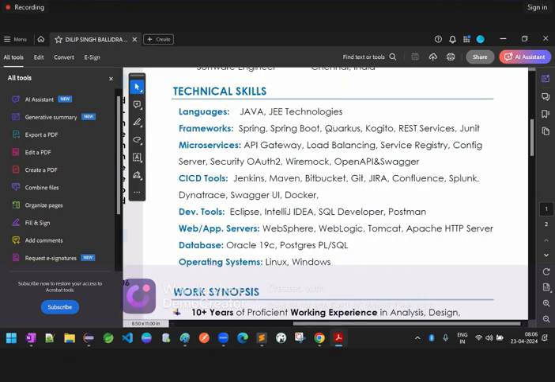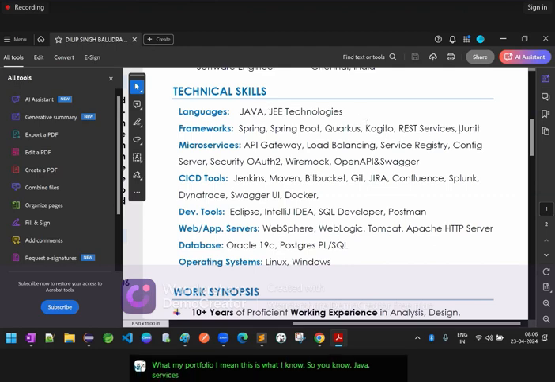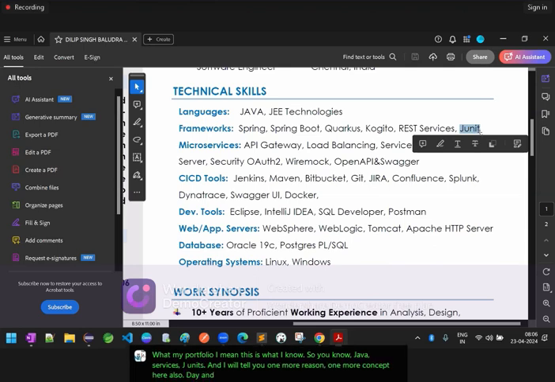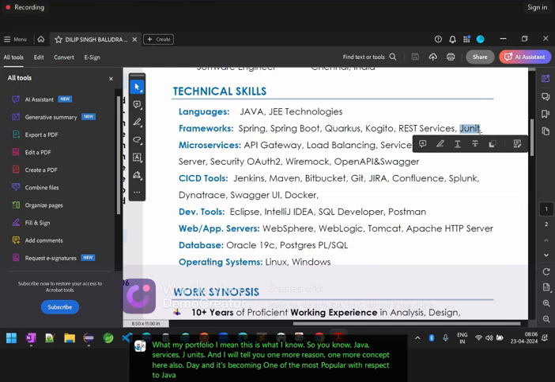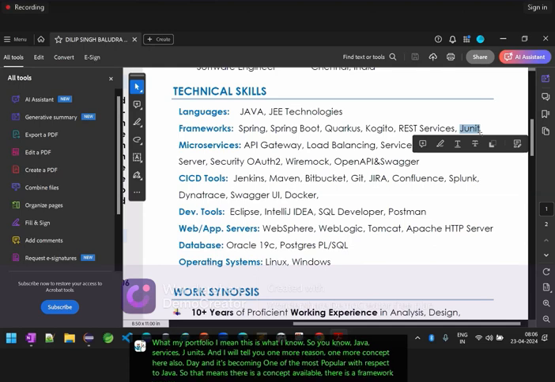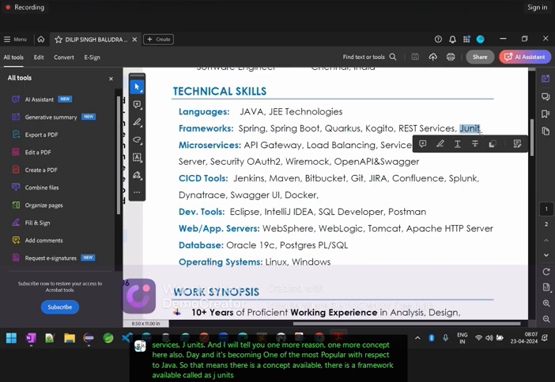So Java, Spring, Spring Boot, this is what my portfolio is, this is what I know. You know Java, REST services, JUnits. And I'll tell you one more concept here also. JUnits, nowadays, is becoming one of the most popular in the Java developer bucket. So there is a framework available called JUnit. It is adding weightage to your resume.